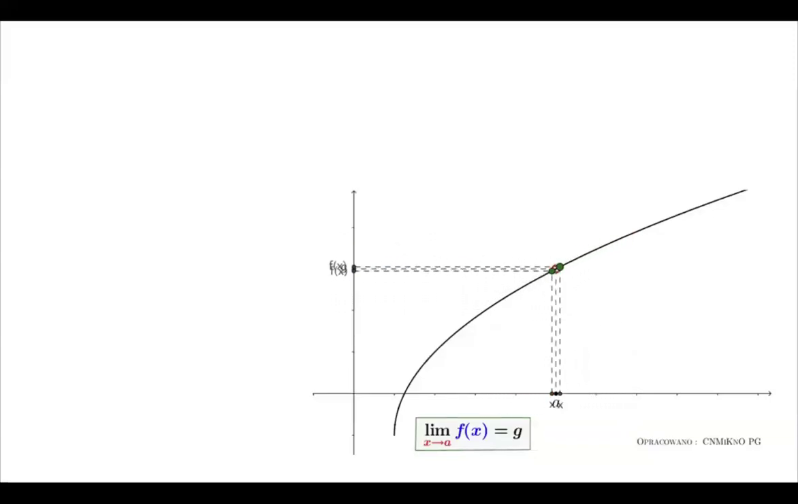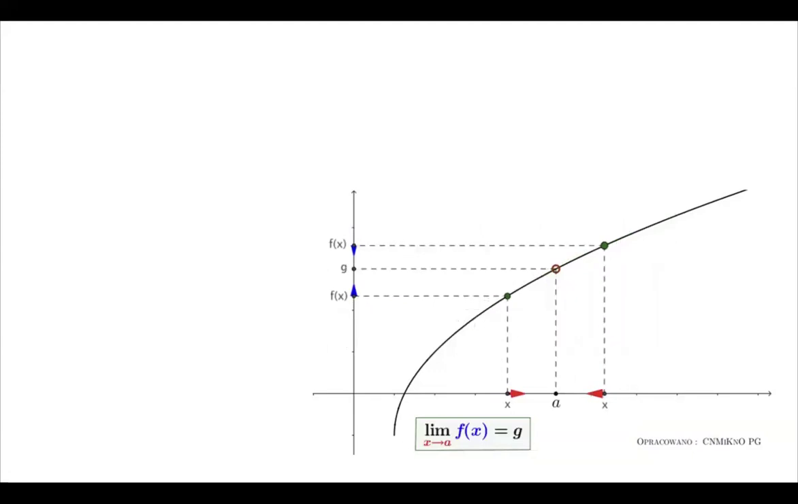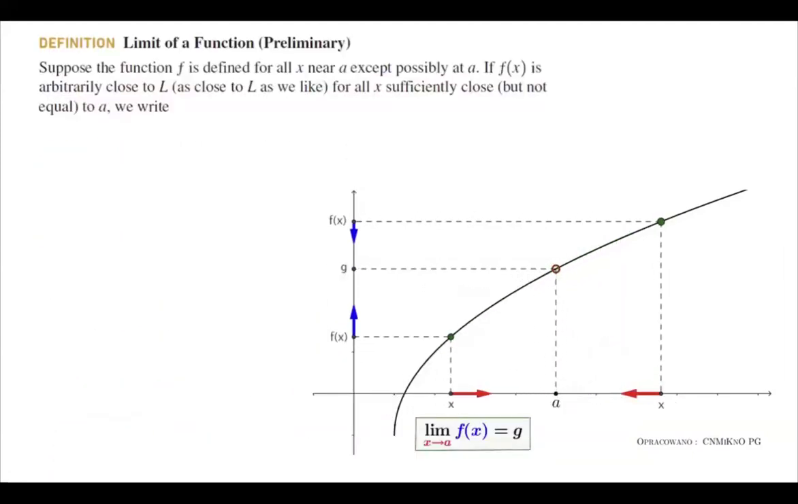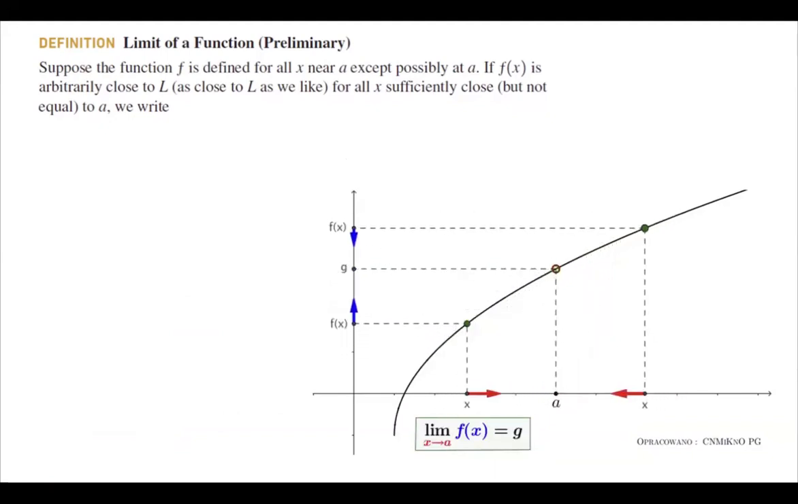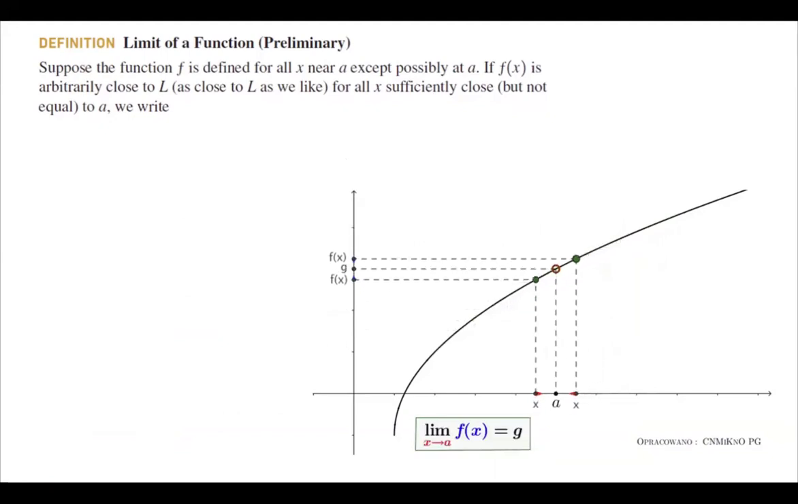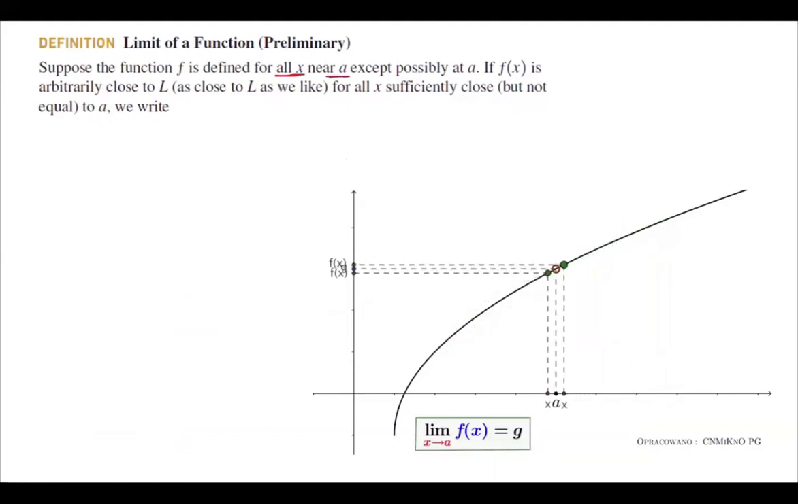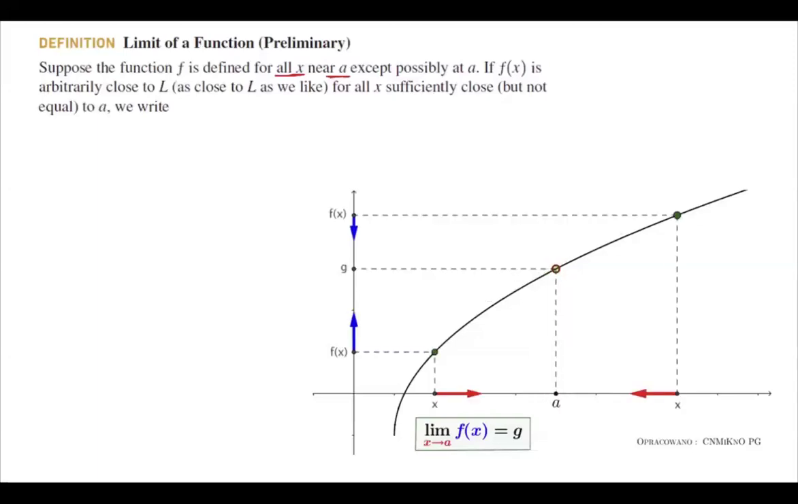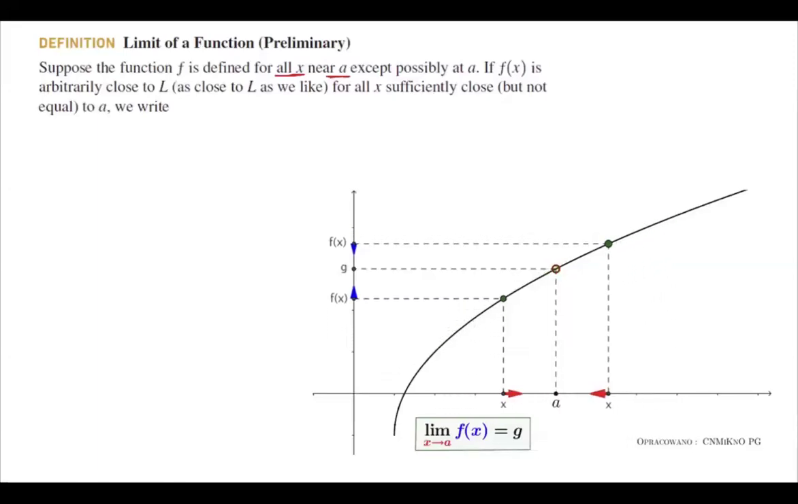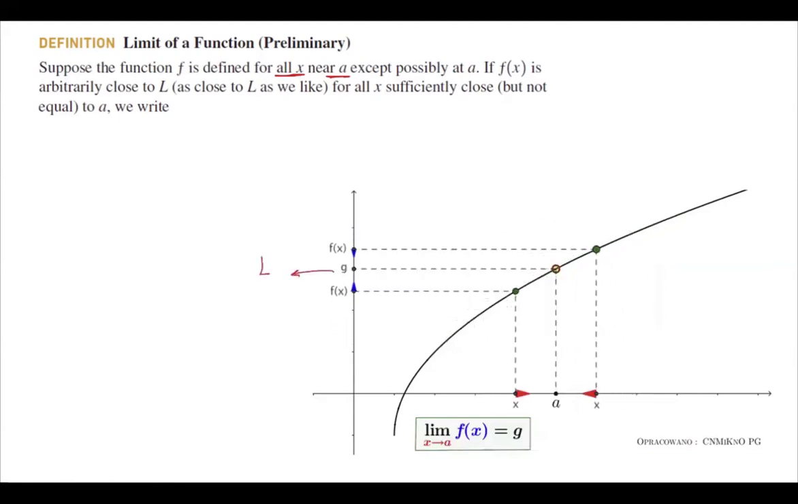On the topic of limit of a function, when you're calculating the limit of f of x as x goes to a, if the limit exists, it's equal to L, G, or a value. The limit of a function is defined as follows. Suppose function f is defined for all x near a value like a, except possibly at a. If function f of x is close to L or G, this number here can be represented by L.